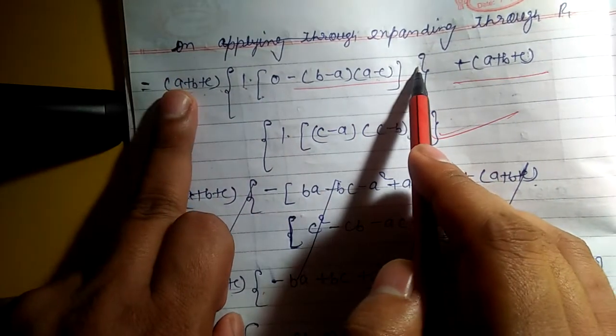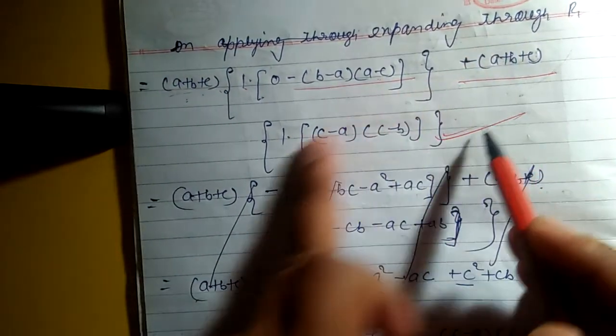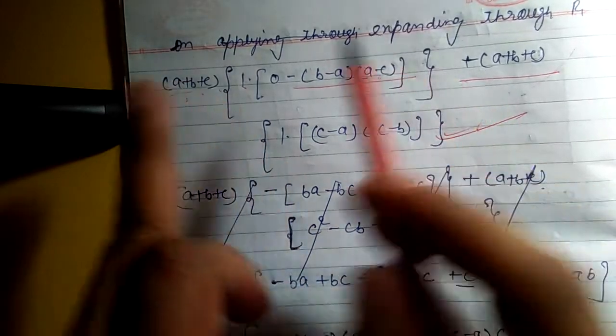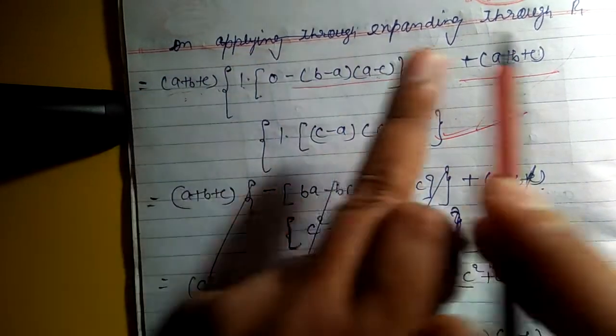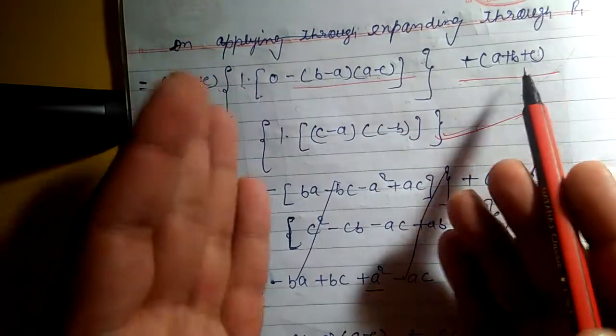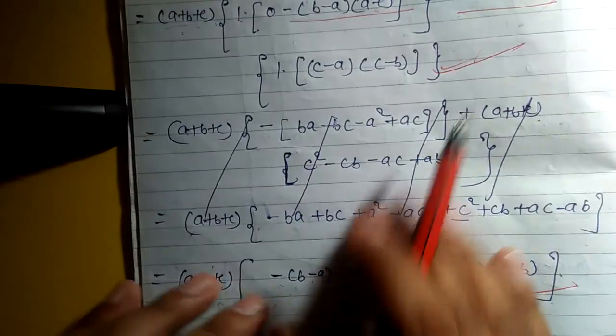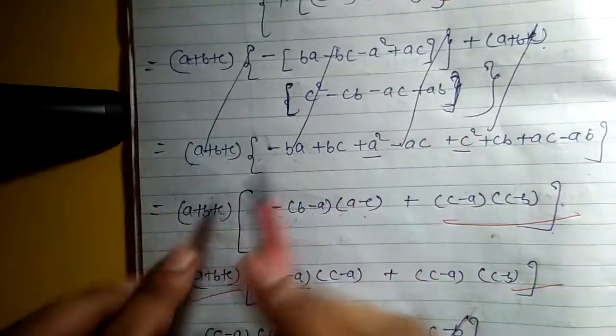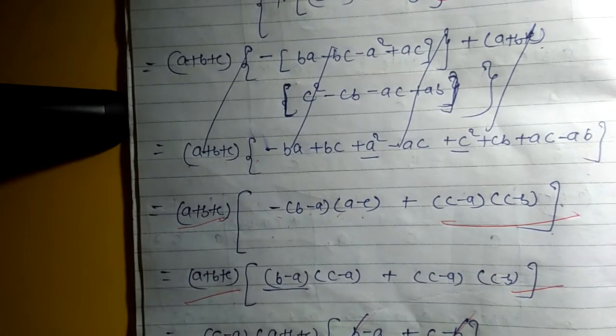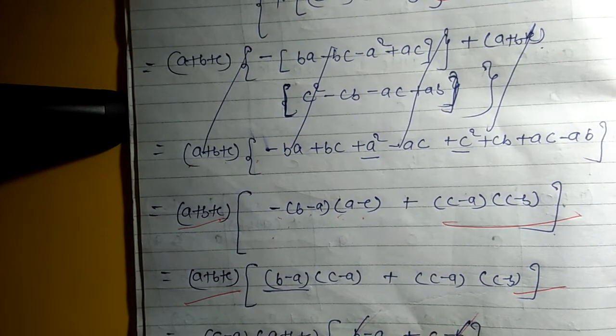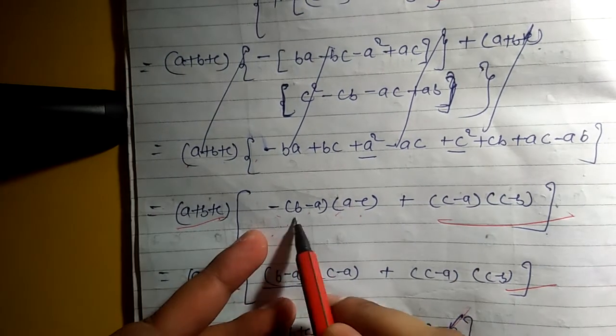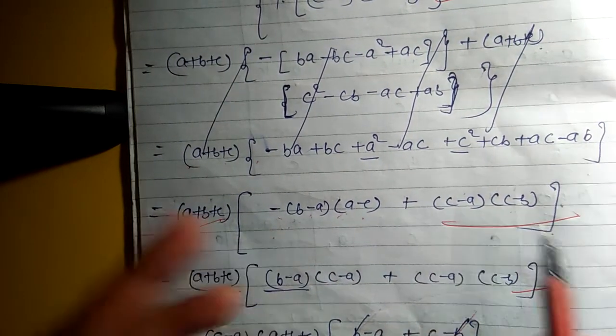This term is of the first determinant expansion and this term is the second determinant expansion. You can see that a plus b plus c also comes here and a plus b plus c also comes here. So we can take out the common a plus b plus c from the entire term. We have done the same. We have taken out the common a plus b plus c from the entire expansion. So you will get minus b minus a minus c plus c minus a, c minus b.